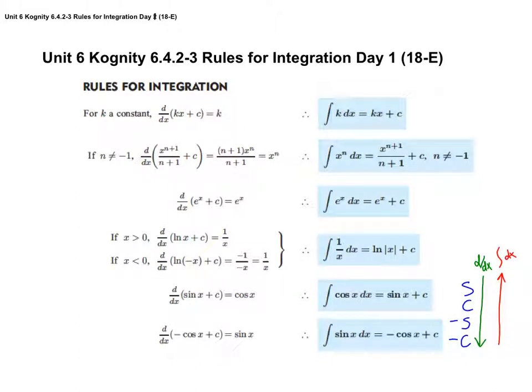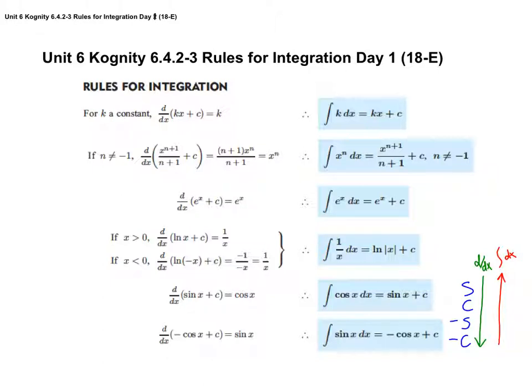So now that we've learned how to take the integral of a constant and of a power function, we have a bunch more rules that we want to learn, okay? This is now rules for integration day 1, okay? Now, don't let this intimidate you, okay?